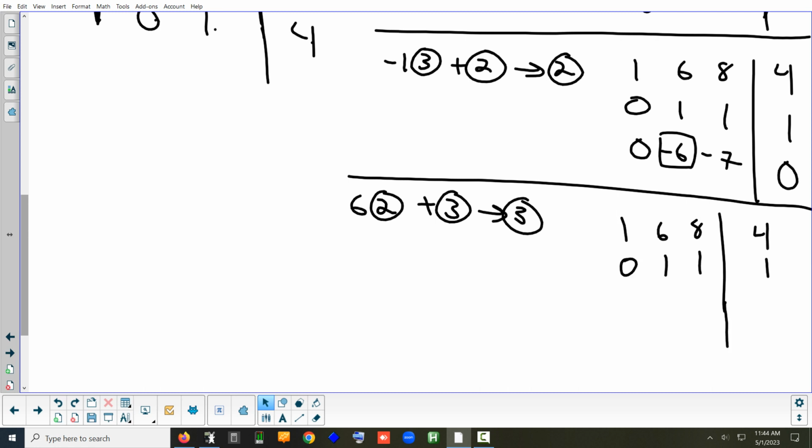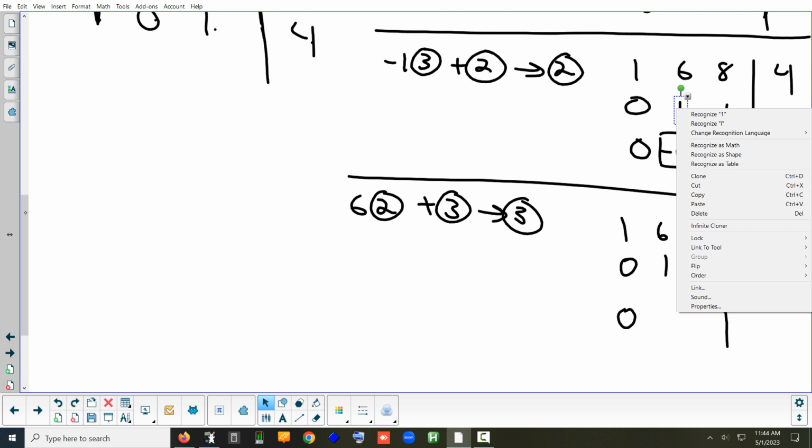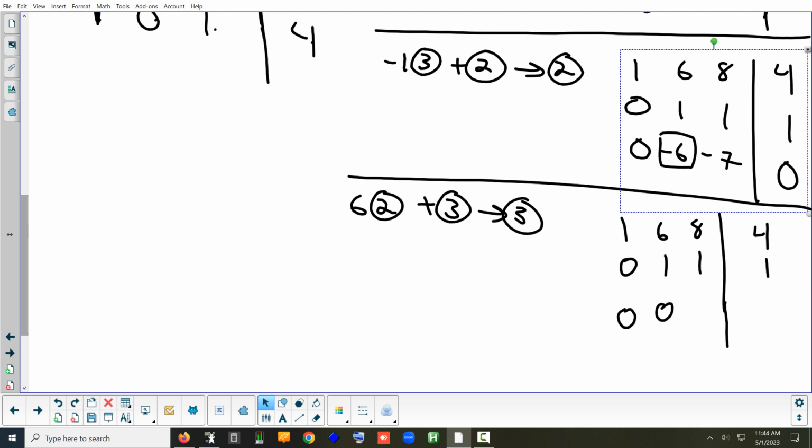And now multiply everything by 6 and add it to what's below. What's 0 times 6? 0. Plus 0? 0. Okay, we should never mess up those zeros from this point on. 1 times 6 plus -6. 0. 1 times 6, 6, plus -7. -1. And 1 times 6, 6, plus 0. Yeah, 6.